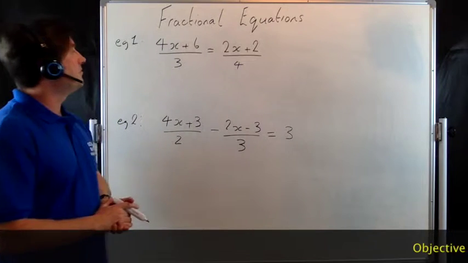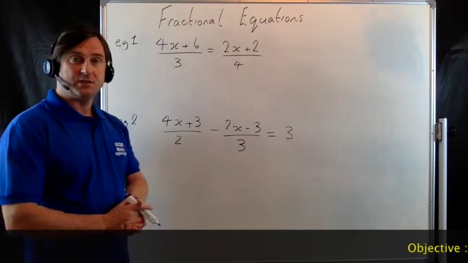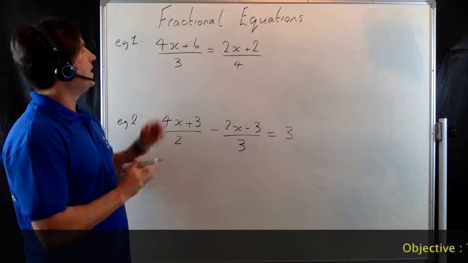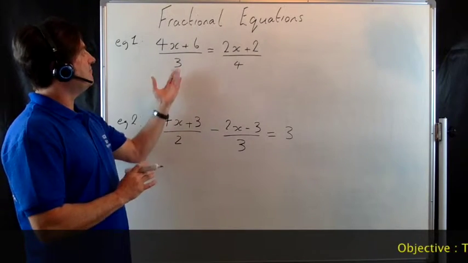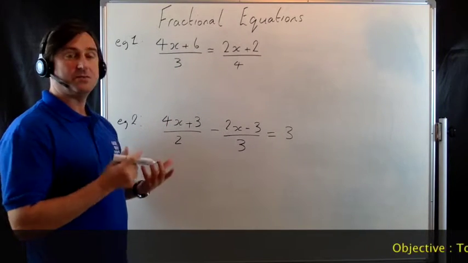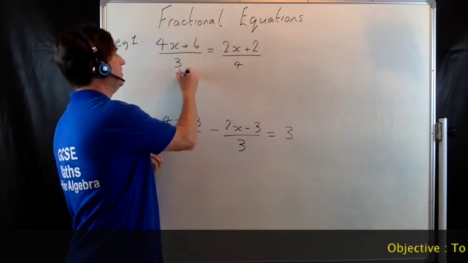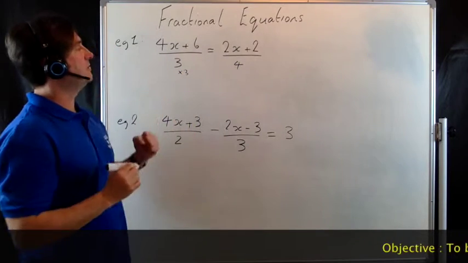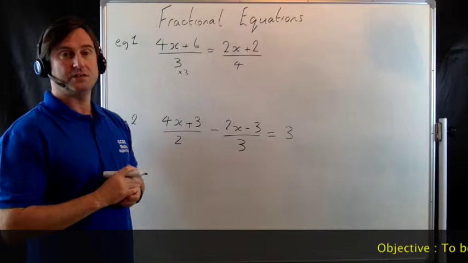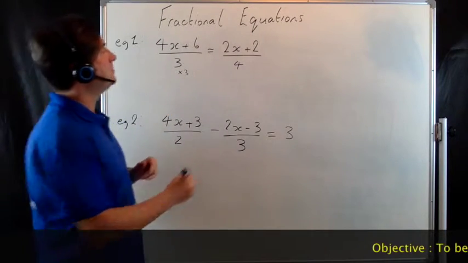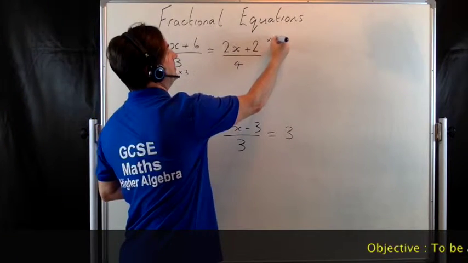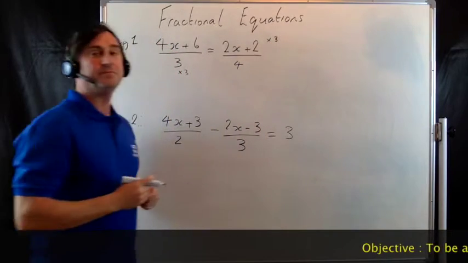So if you remember from the tutorials on solving basic equations, if you are dividing by a number, then to get rid of that 3, I need to do the opposite to that, which is times by 3. But whatever I do to one side, I must do to the other side. So I should be multiplying the top of this by 3 as well.